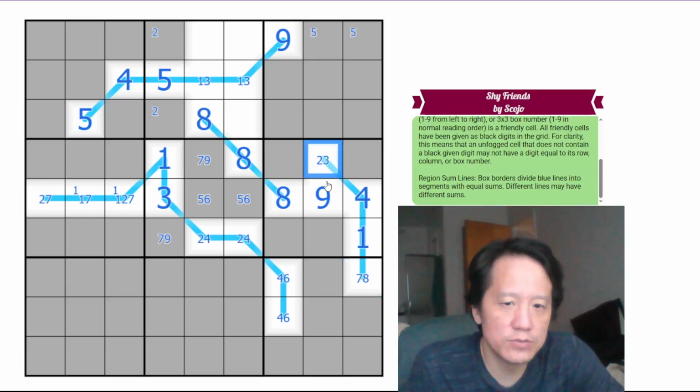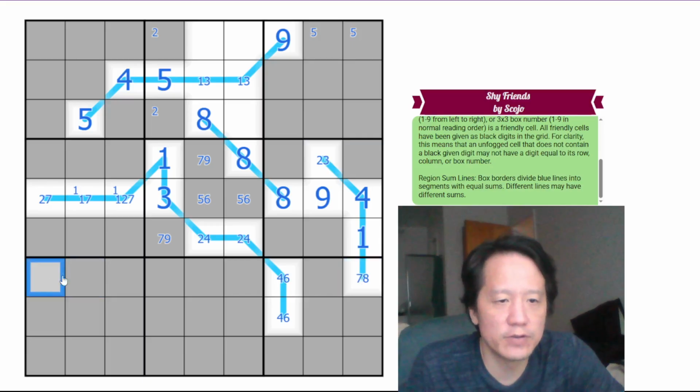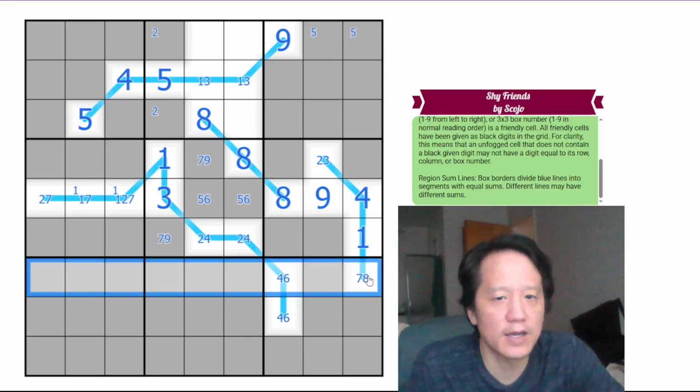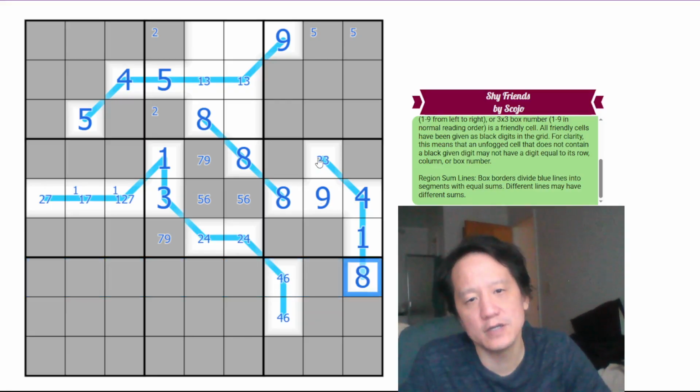This could match 2 or 3. This cannot match 7 because that would be the same row. And it's not given, which means it's not friendly, so that can't match the row. So it can't be 7. This is 8, which makes this 3.